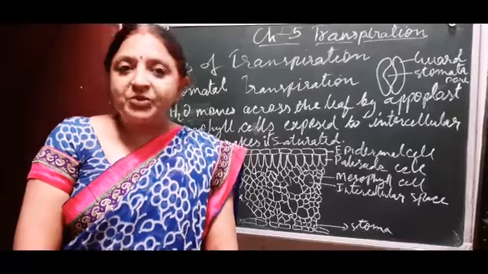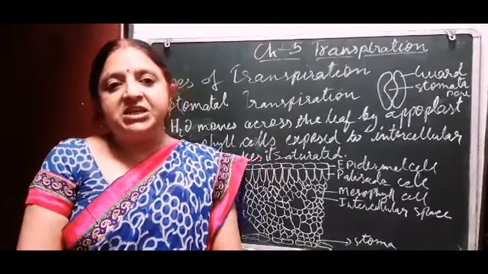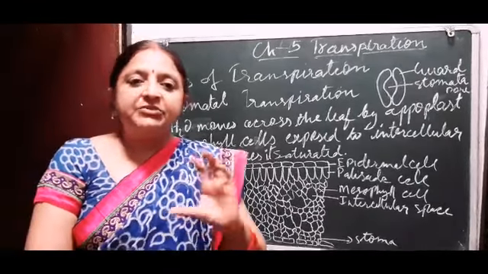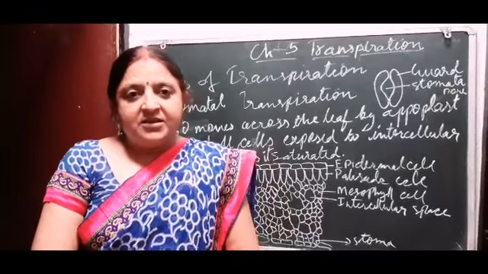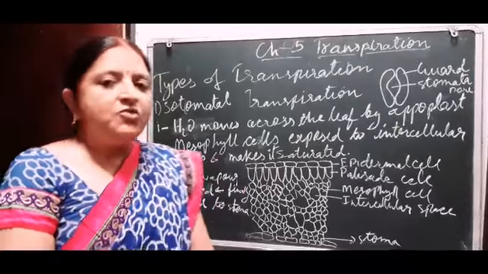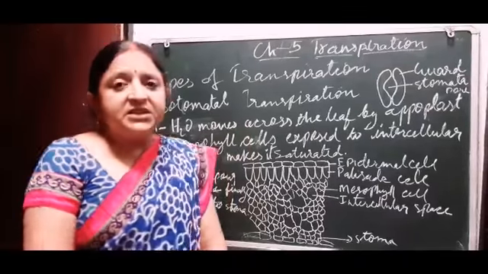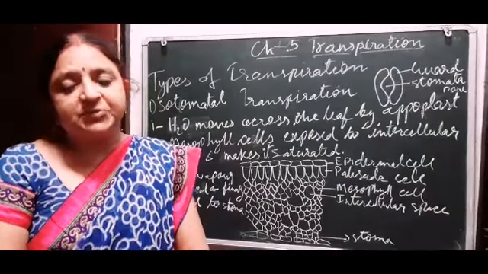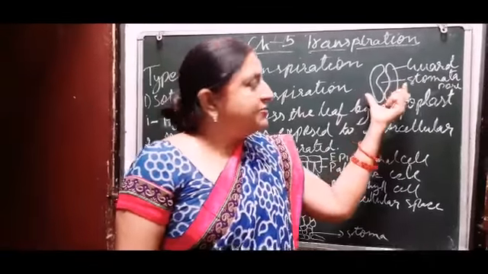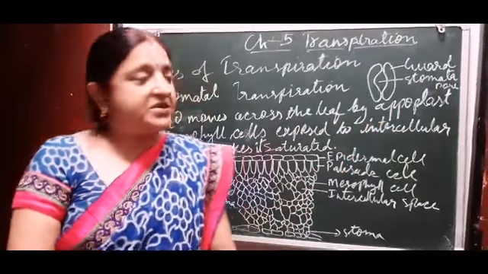Stomata are microscopic pores which are present on the lower surface of the leaf in dicot plants, whereas they are present equally on both the upper and lower surfaces in monocot plants. We all know what monocot and dicot are. So this is stomatal transpiration, which takes place through the stomatal pores. First, I will explain the structure of the stomata.